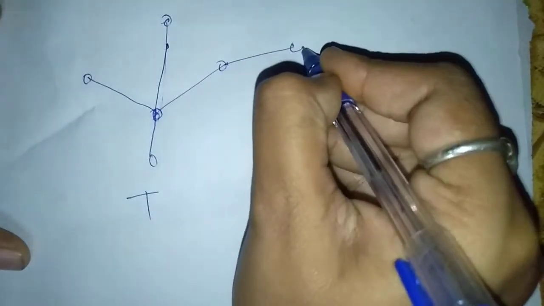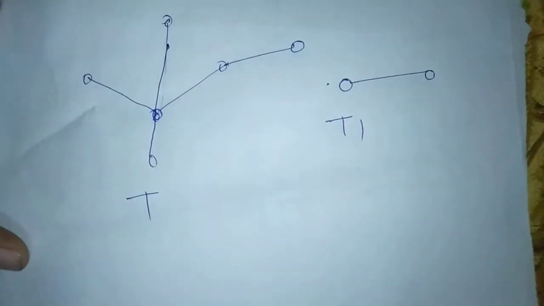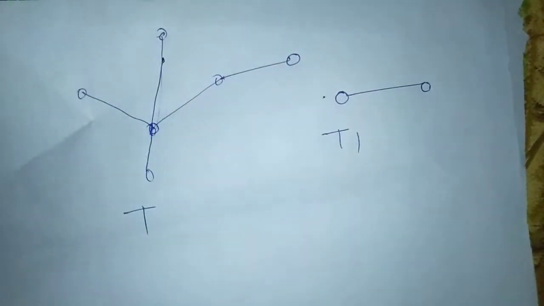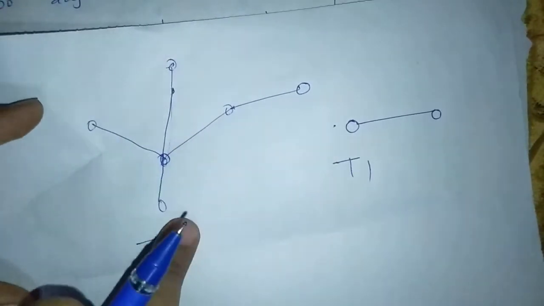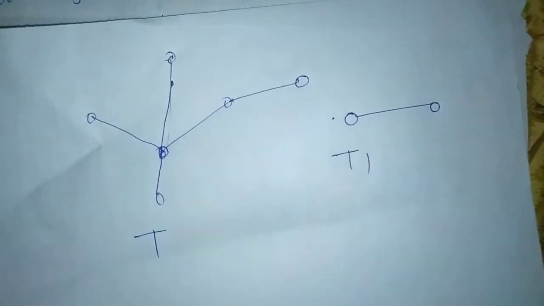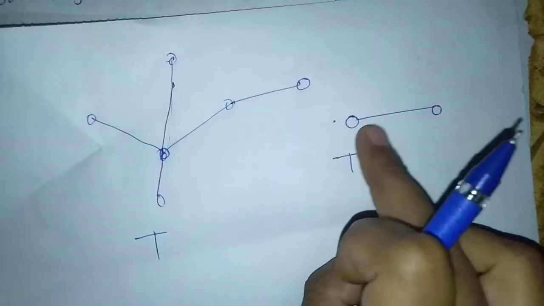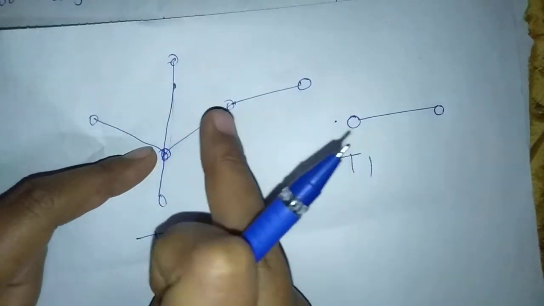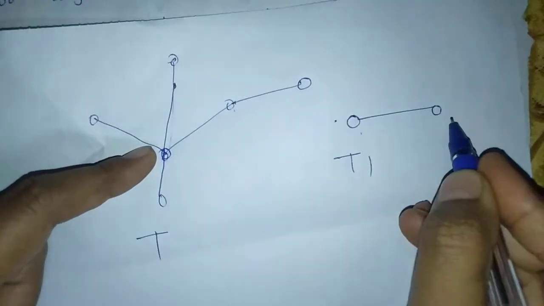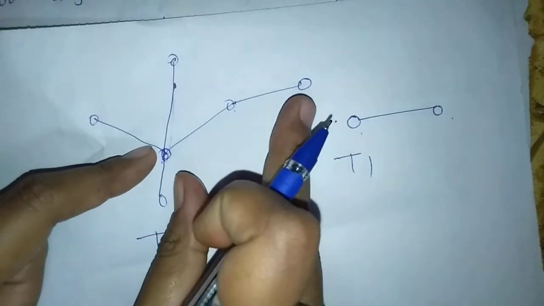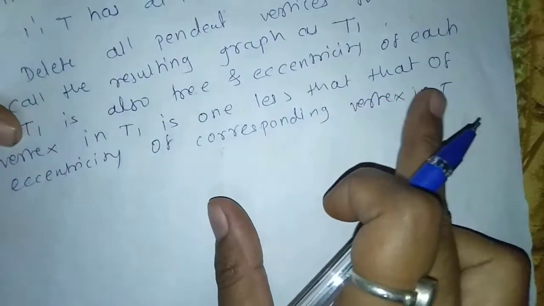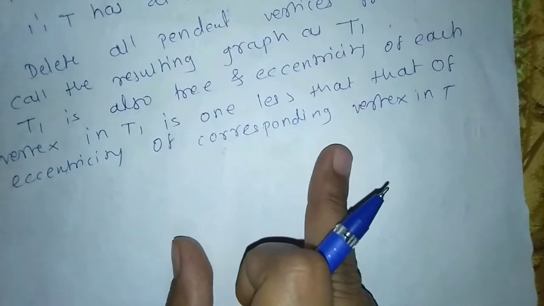आता तुम्ही ट्री असा ड्रॉ केला तर तुम्हाला काय भेटेल? ग्राफ असा भेटेल. आपण 6 व्हर्टेक्सचा ड्रॉ केला आणि जे पेंडंट व्हर्टेक्स आहेत ते डिलीट केले. मग आपल्याला T1 भेटला. आता ह्या व्हर्टेक्सची इसेंट्रिसिटी 1 झाली, आणि आधीच्या ट्रीमध्ये 2 होती. So the eccentricity in T1 is 1 less than that of the corresponding vertex in T.